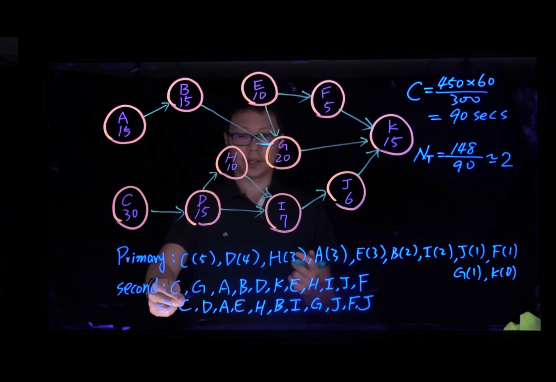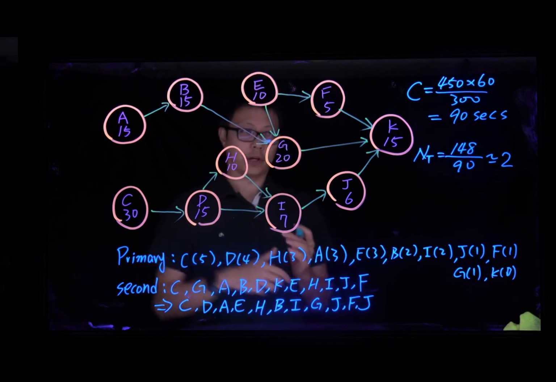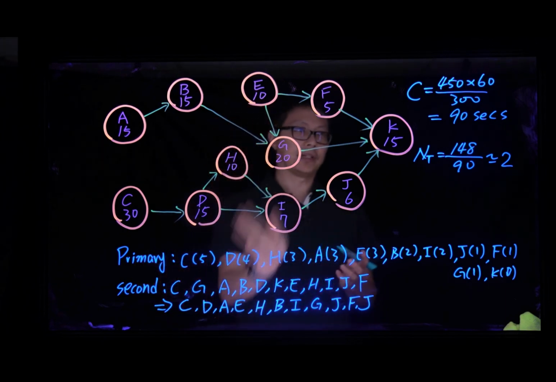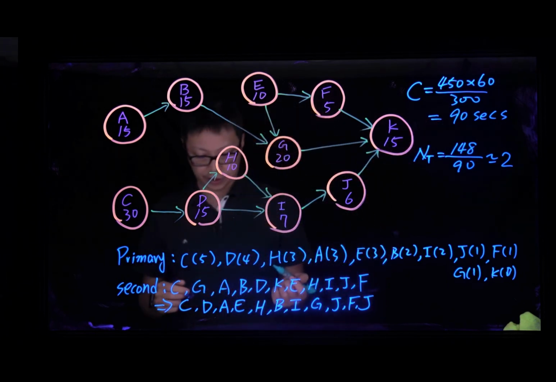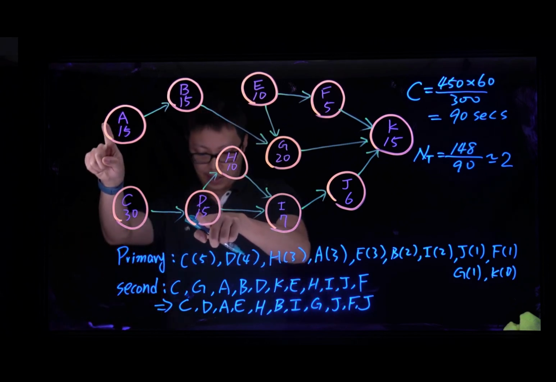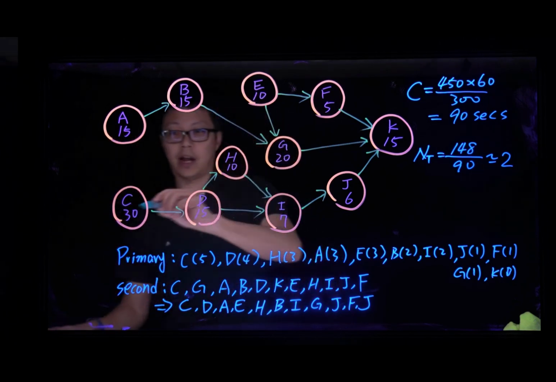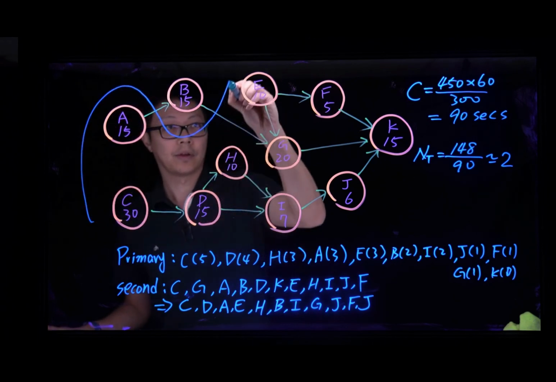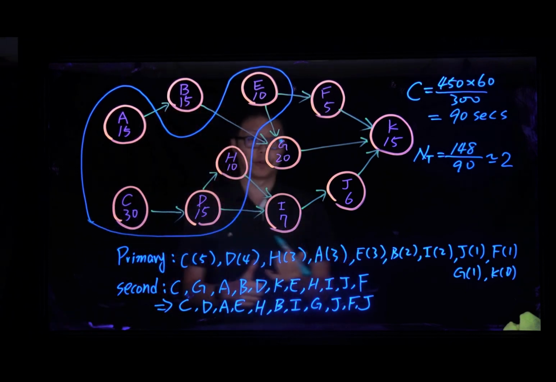So let's start from C. And C duration will be 30. The next one is D, duration will be 15. So the total will be 45. You keep doing this until the total time will be less than or equal to 90. So in this case, we can add C, D, A, H, and E together. So I have C, D, E, H, A. This will be assigned to the first worker.